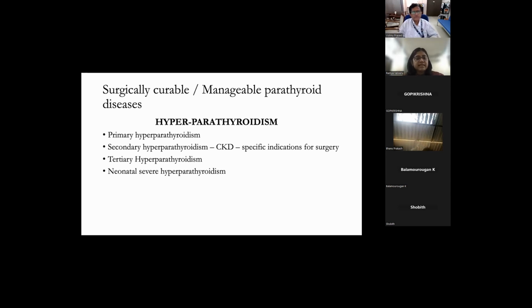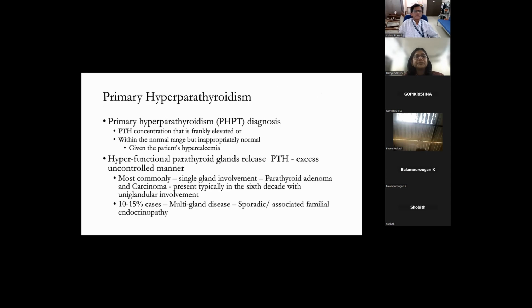And there is something called tertiary hyperparathyroidism, which is a sequel in the course of secondary HPT. And there's a rare condition called neonatal severe hyperparathyroidism, where the surgery can be helpful. But by far, PHPT, the primary hyperparathyroidism, is the most common condition that we surgeons encounter. And here, we have to remember that the biochemical diagnosis is the most important.